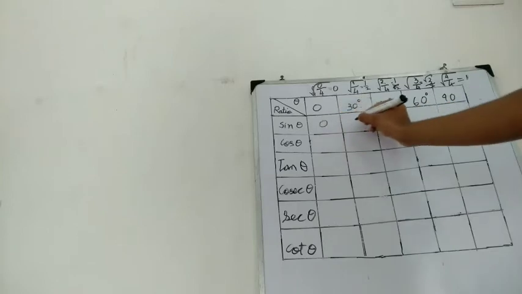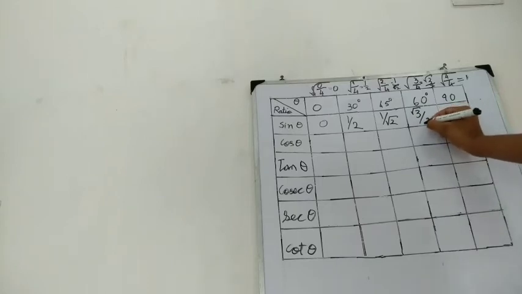These values of the root will be the values of sin theta. So here 0, here 1 by 2, here 1 by root 2, here root 3 by 2, here 1. If you go check your trigonometric ratio values, this will be correct. So you found the sin theta value.